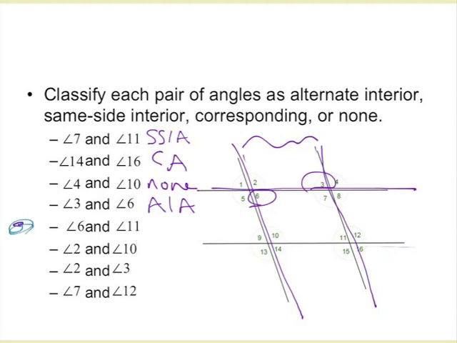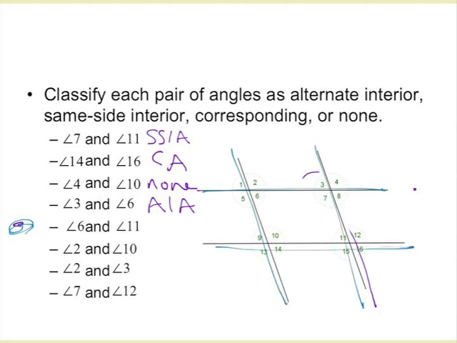Okay, so 6 and 11. If I trace out 6 and 11, I end up with these 2 lines and those 2 lines. So that's too much, and we get none on those.